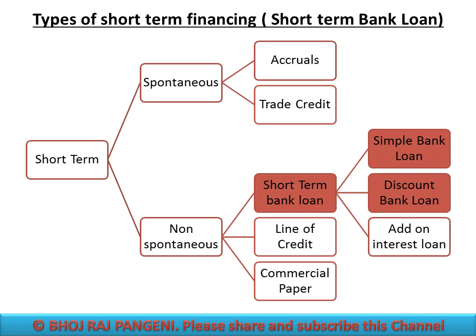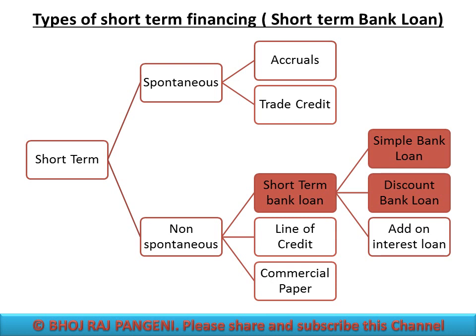The short-term financing has two types, spontaneous and non-spontaneous. Under the spontaneous financing, accruals and trade credit are the types of spontaneous financing. And under the non-spontaneous financing, short-term bank loan, line of credit and commercial paper, these three are the non-spontaneous financing. But in this video, we are only discussing the short-term bank loan, the numerical problem of short-term bank loan.